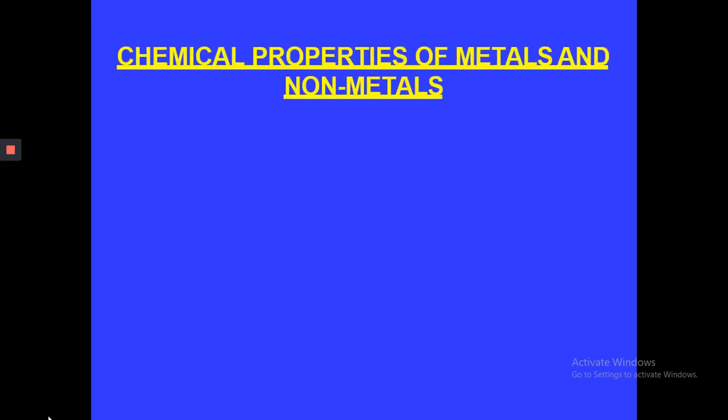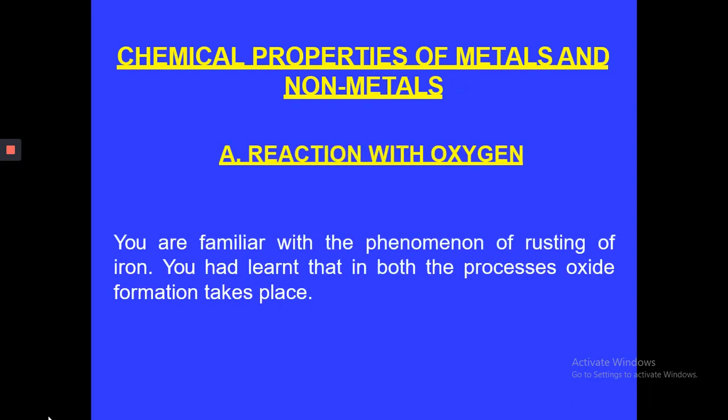Now we will discuss the chemical properties of metals and non-metals. First, we will discuss what happens when a metal reacts with oxygen. When a metal reacts with oxygen, a metal oxide is formed. We are all familiar with the phenomenon of rusting of iron, and you have learned that both these processes involve the formation of oxides.